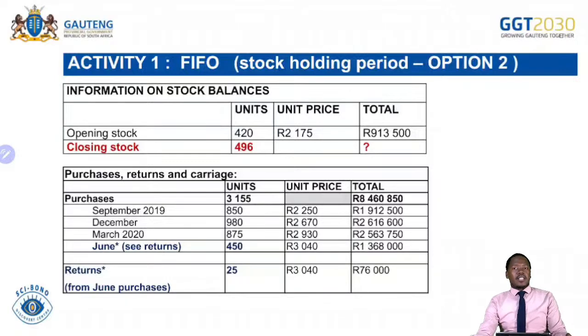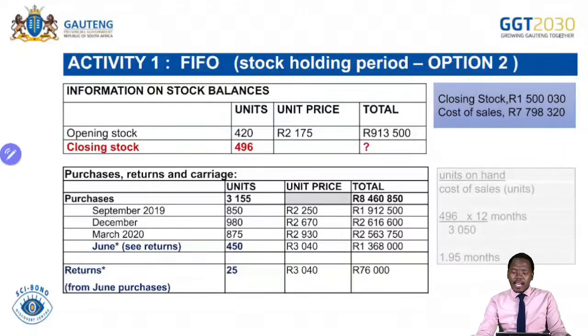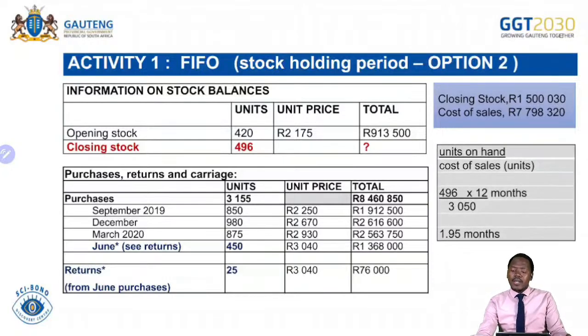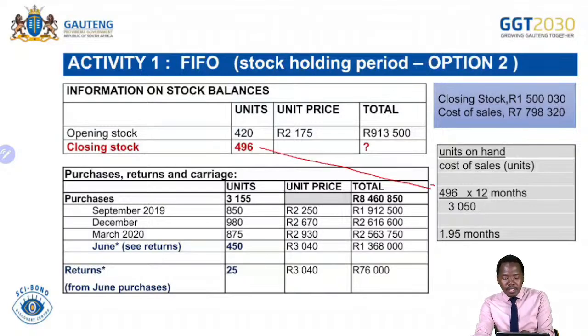Next option, for the very same calculation, grade 12, we can calculate it using the units. If we use the unit, we take the units that we have on hand, which is 496, and then we divide by the units we have there, the cost of sales units. Right, so we are going to say multiply by 12, and then we will get 1,95 months.